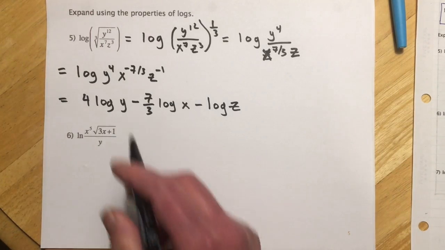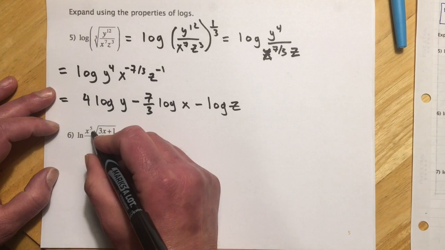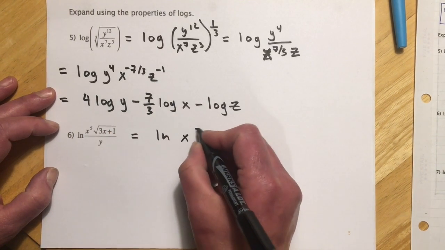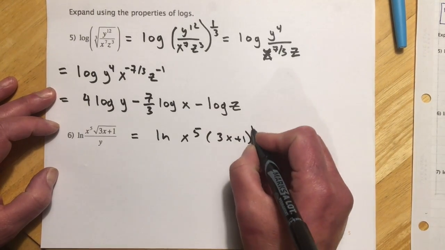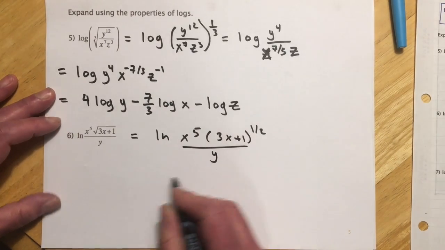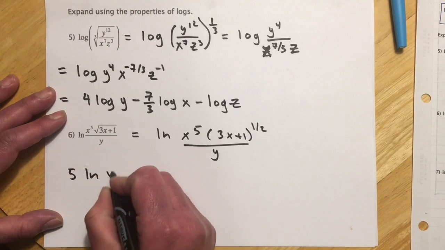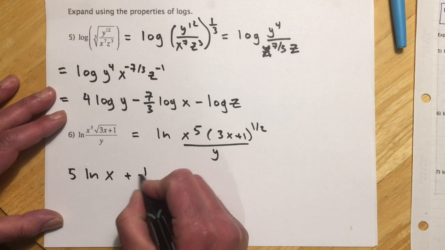This next one has a little less algebra in it than that last one. So I'm just going to treat this big square root here when I expand it as 3x plus 1 to the 1/2, and then over y. So I'll have a 5 ln x, and then I'm going to have a 1/2. It'll be positive because it's from the numerator.